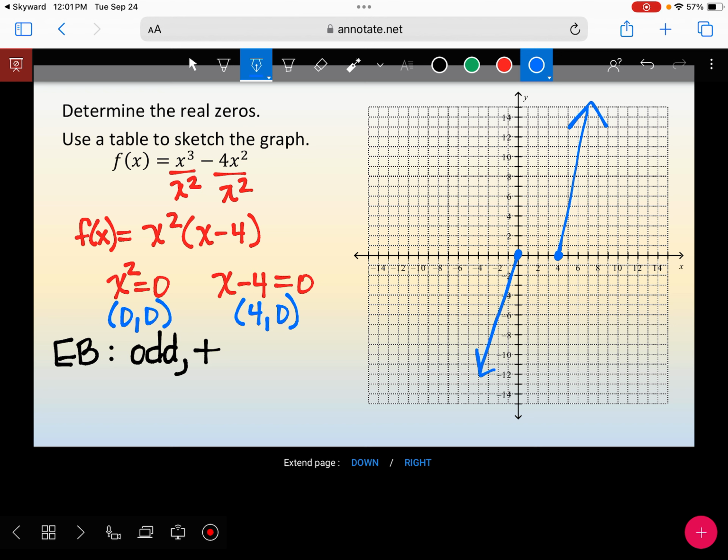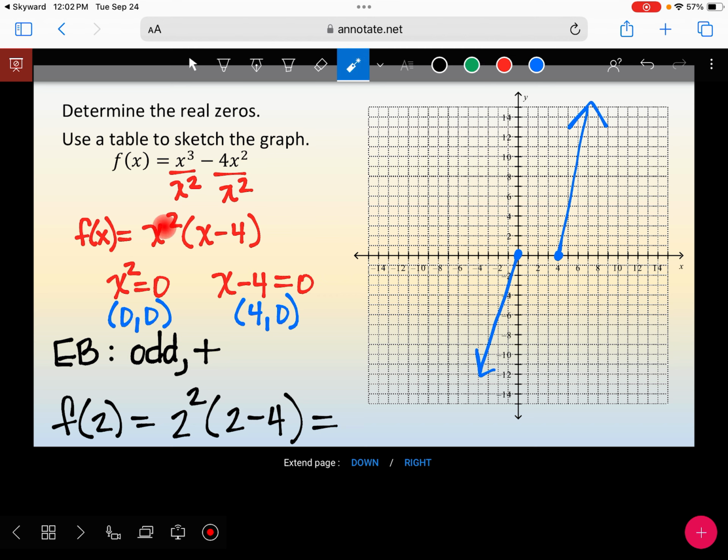So now all we need to do is figure out 1 point because there's only 2 zeros. And what's the 1 point that I need to, what's the midpoint between 0 and 4? 2. So let's go ahead and find f of 2. So that would be 2 squared, 2 minus 4. So I'm just using this factor form right here. 2 squared and then 2 minus 4. Go ahead, type that in.